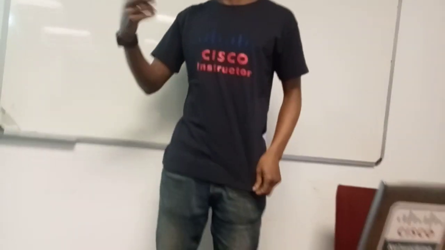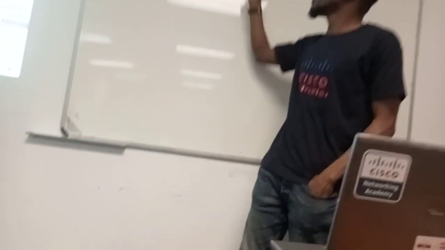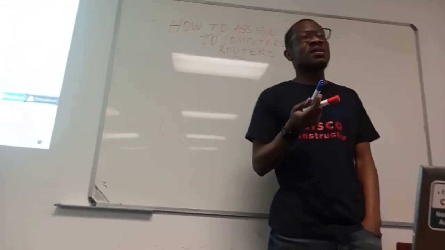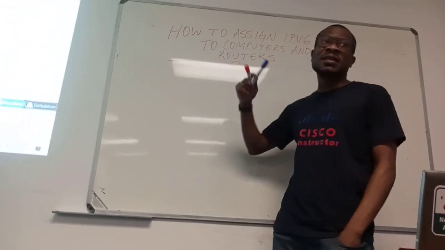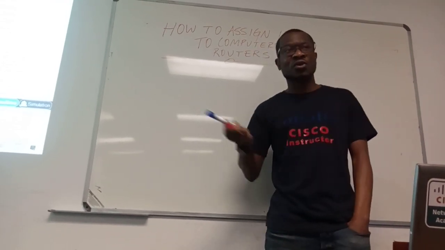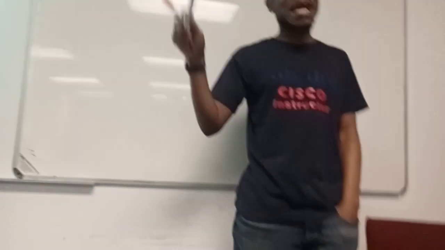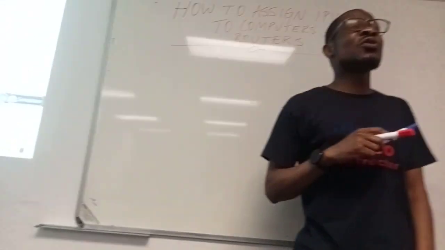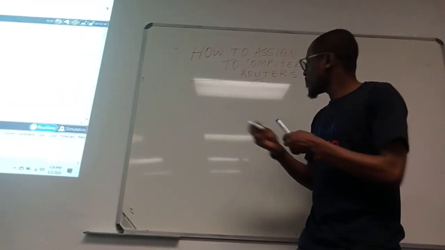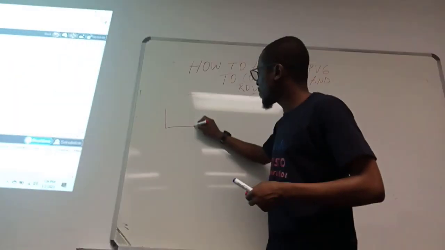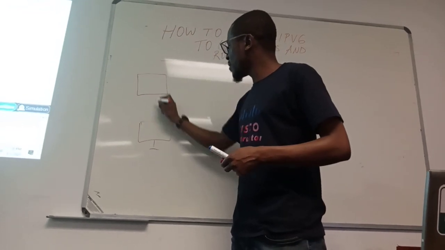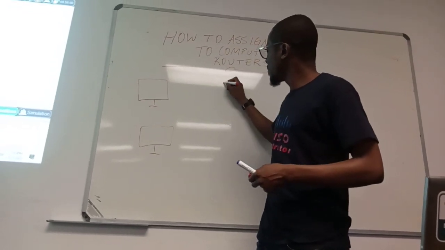We are going to see now how you are going to assign your IPv6 to your devices. I wrote computers, but it's not only computers. It can be printers, phones, and so on, right? How to assign them? So what we are going to do, we are going to drag and drop 4 computers, like this one, 4 of them.